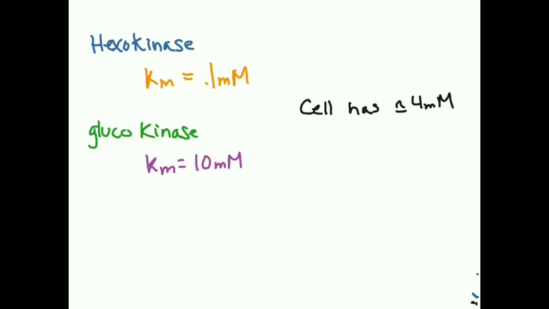Hexokinase and glucokinase act to phosphorylate glucose and keep it in the cell. The Km for hexokinase is 0.1 millimolar. Km means the binding constant to glucose, and glucokinase Km is 10 millimolar. The cell normally has about 4 millimolar blood glucose concentration. So, with this said, hexokinase is the one normally active, while glucokinase is only active when glucose is rich in the blood.